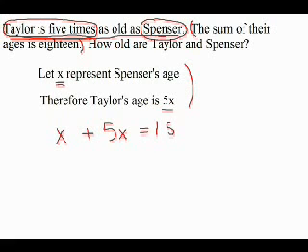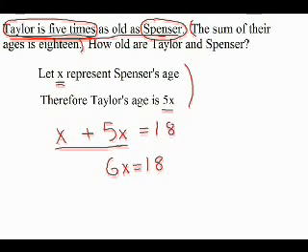Now what we have is an algebraic equation that we can solve. Our first step here is to simplify. These are like terms, so we can add x plus 5x. When we simplify that, x plus 5x is 6x. We haven't changed the left side at all, we've just simplified it. So the right side is still 18.